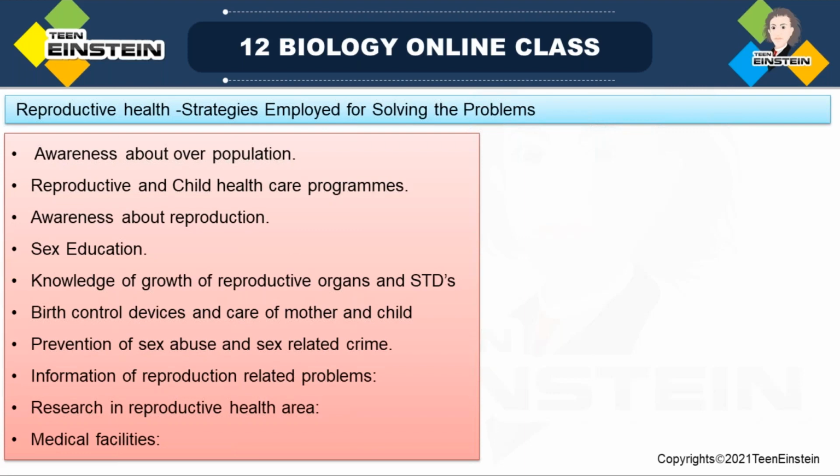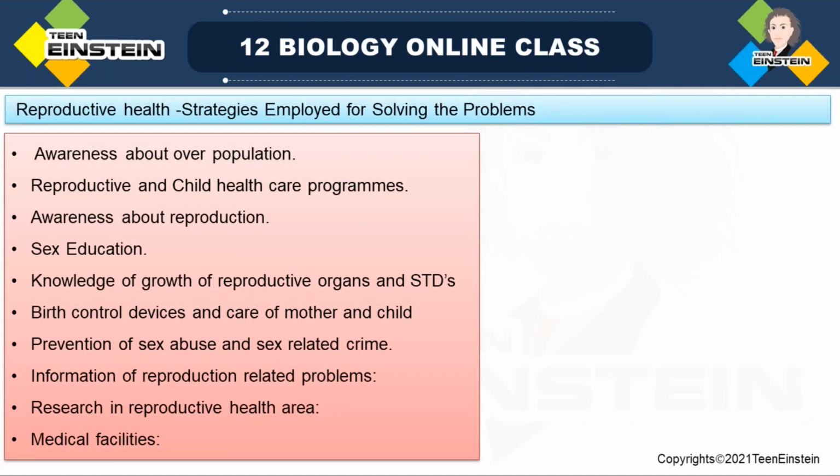Then, what are all the strategies employed for solving this problem? First is awareness about reproduction. What do you mean by awareness about reproduction? How are we giving that awareness? Through audio, visual and print media, government and non-government agencies are both working to create awareness among people about human reproduction. In such a way, they are giving full support to create awareness about reproduction and issues related to it.